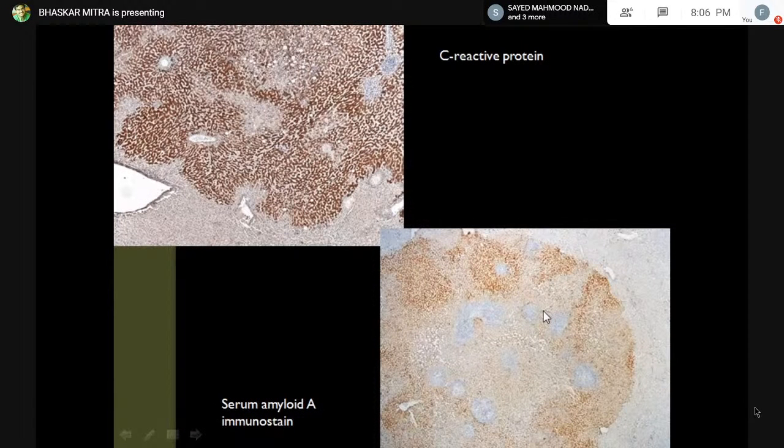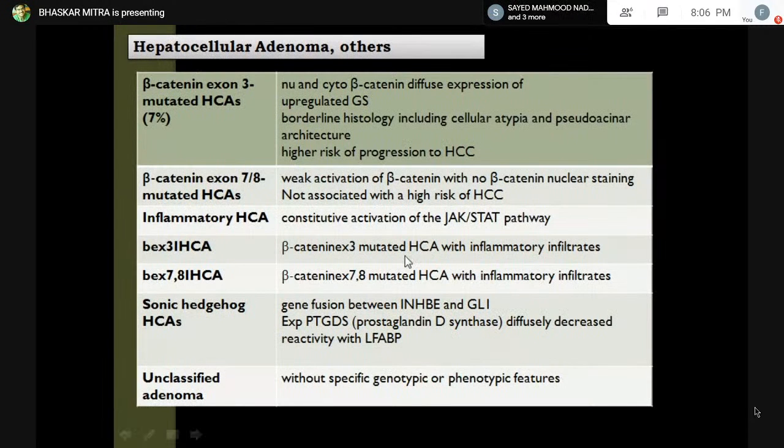Their C-reactive protein immunohistochemistry with CRP shows strong and diffuse positivity in these cells. Serum amyloid A protein immunohistochemistry is also expressed in these cells on these nodules. Now, overall, the most important one, the beta-catenin exon 3 mutated one, shows strong nuclear and cytoplasmic beta-catenin and diffuse expression of glutamine synthetase. These show borderline histology and cellular atrophy, and they carry the highest risk of progression to hepatocellular carcinoma.